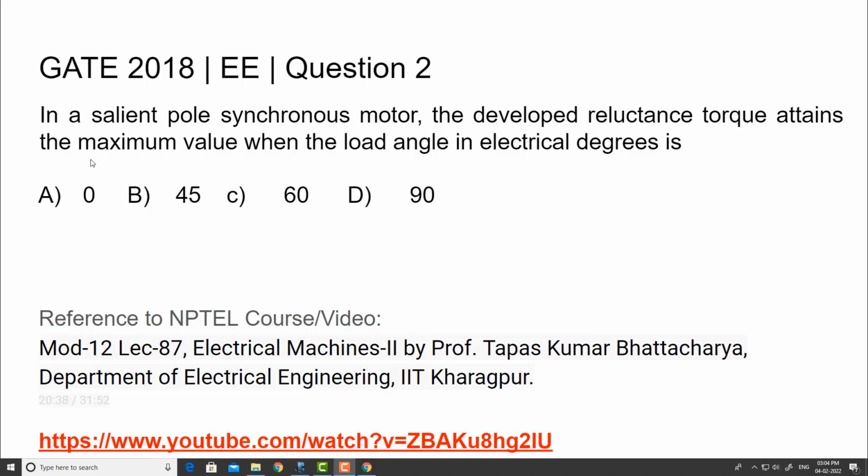Welcome all. Now I am going to discuss question number 2 from the GATE 2018 paper, Electrical Engineering. The question is: in a salient pole synchronous motor, the developed reluctance torque attains the maximum value when the load angle in electrical degrees is. So we need to find the load angle at which the developed reluctance torque is maximum. These are all the given options.